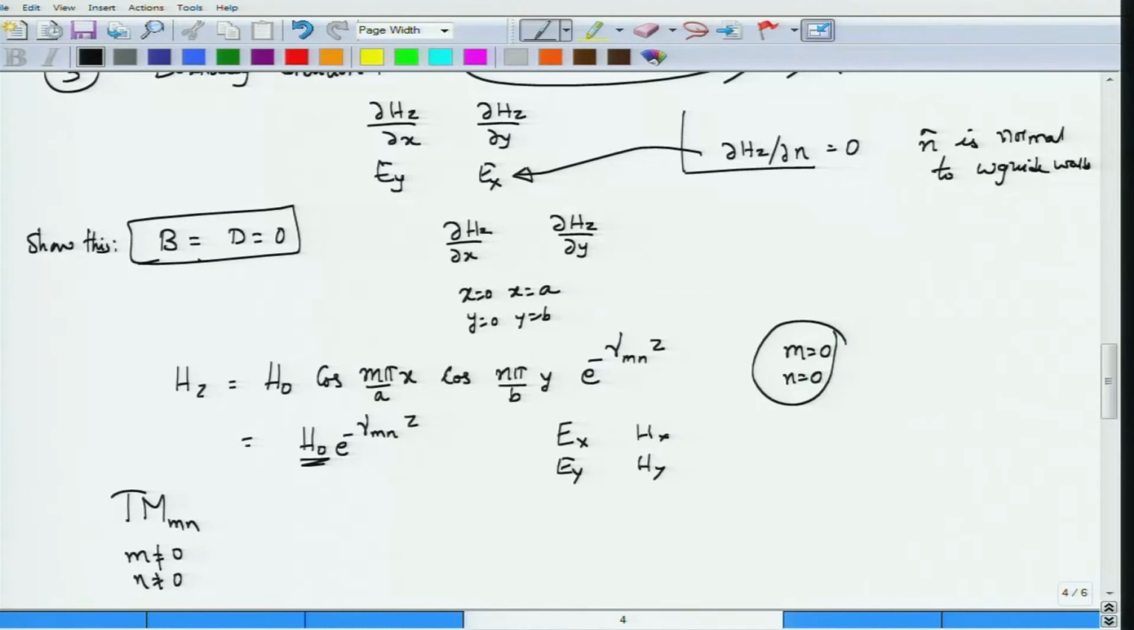So you cannot of course have for the TE mn case m equal to 0, n also equal to 0. However, you can certainly have for the TE mn case m equal to 0, n not equal to 0, or the other way around, m not equal to 0, n equal to 0.